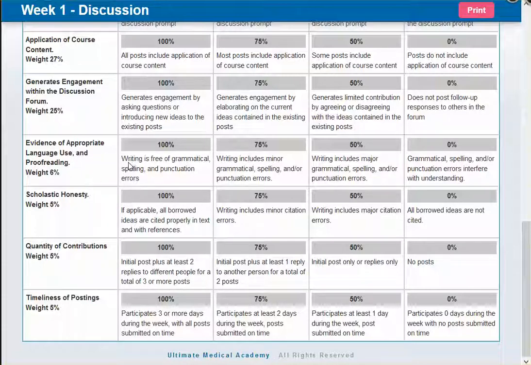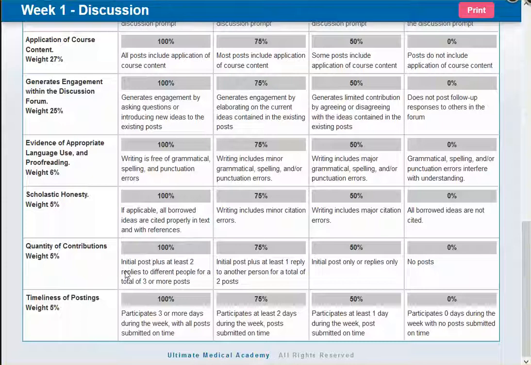The next criteria is evidence of appropriate language use and proofreading. So to earn full points, your writing must be free of grammatical, spelling, and punctuation errors. The scholastic honesty, you receive full credit for that criteria if all borrowed ideas are cited properly in text and with references. And this is only if it applies.